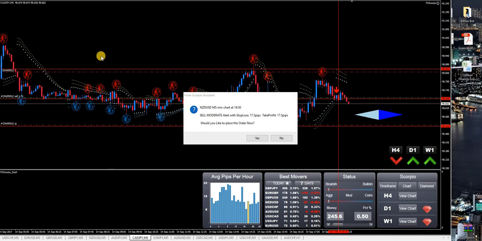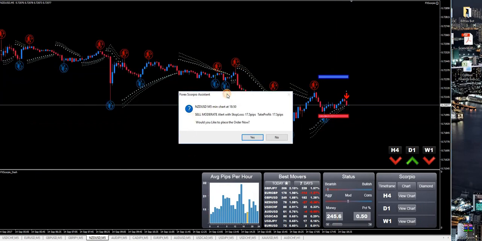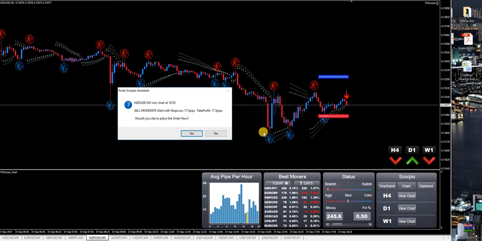All right, folks, we just had a little roadblock pop up here. First, let's check out NZD USD before we deal with that. All right, we're looking for a sell. Nope, doesn't qualify.